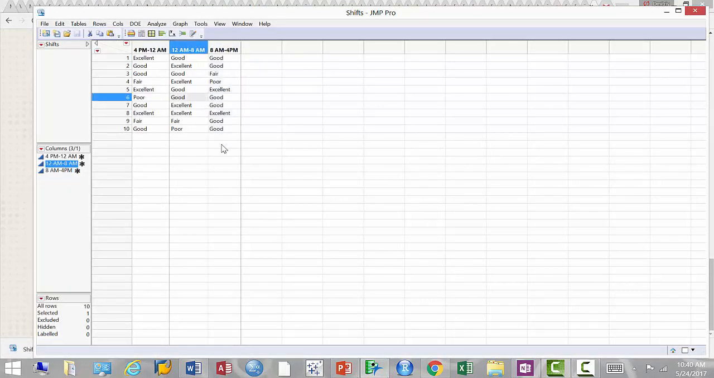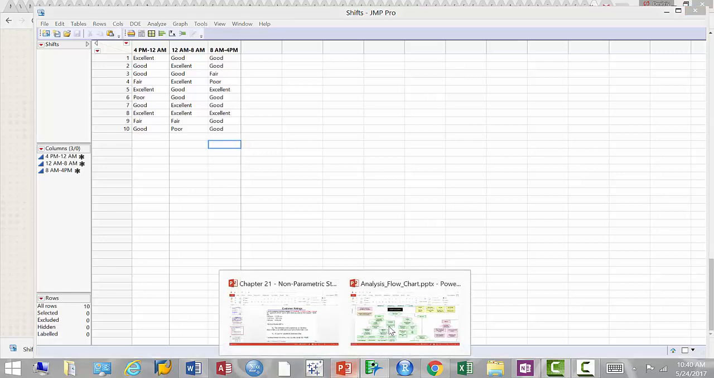Here's my file. I don't have a lot of data to begin with. Every sample is fairly small, only 10 observations. So here are 10 customers that rated my service from 4 p.m. to midnight, from midnight to 8 a.m., and 8 a.m. to 4 in the afternoon. As you can see, ratings are different. Some say it's excellent, some say good. Is there a bad evaluation somewhere here? Yep, there is a poor, and there is a fair. Most of them, I believe, are good and excellent, but I do have some bad experiences. But I'm looking at overall: do I have consistent service throughout shift 1, shift 2, and shift 3?